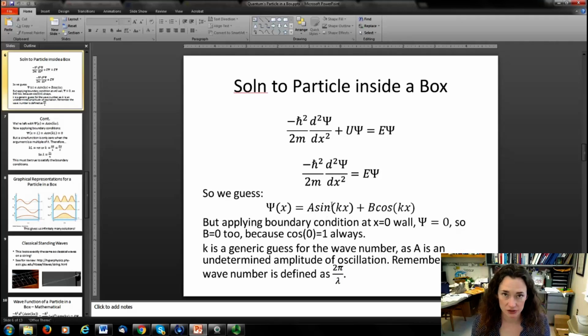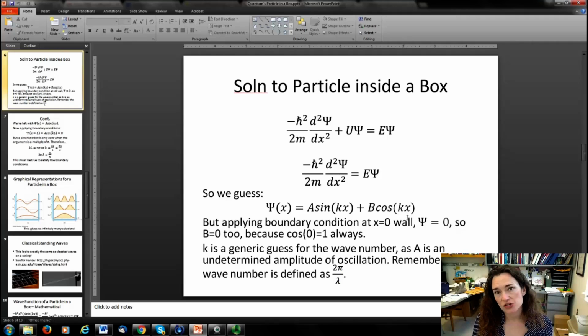Now, I know this works. You can prove it on your own. But let's go ahead and apply boundary conditions to this function. The boundary conditions are that the wave function has to be 0 at x equal to 0 and x equal to L. Now let's apply the x equal to 0 one first, because that's the easiest one to apply.